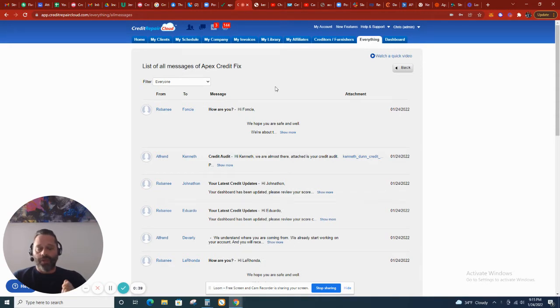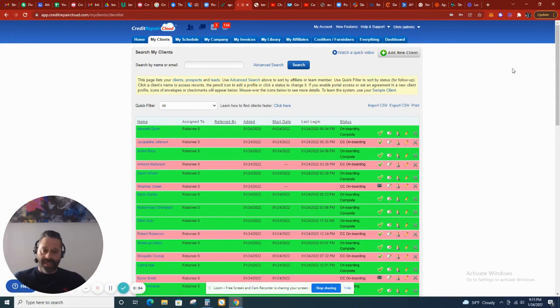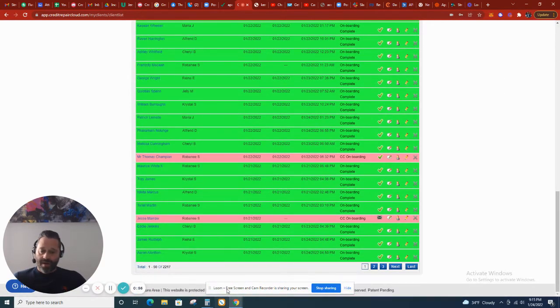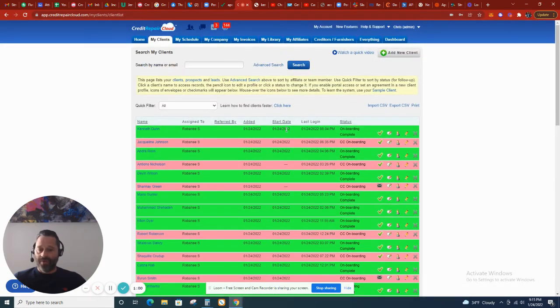If you're trying to collect money before you actually show the value in your product, you're going to have a very, very difficult time. So one thing I found best is to simply add your clients right into CRC. And as you can see, no fluff here, I have 2,200 active clients inside of my portal. You can see here's the 24th.